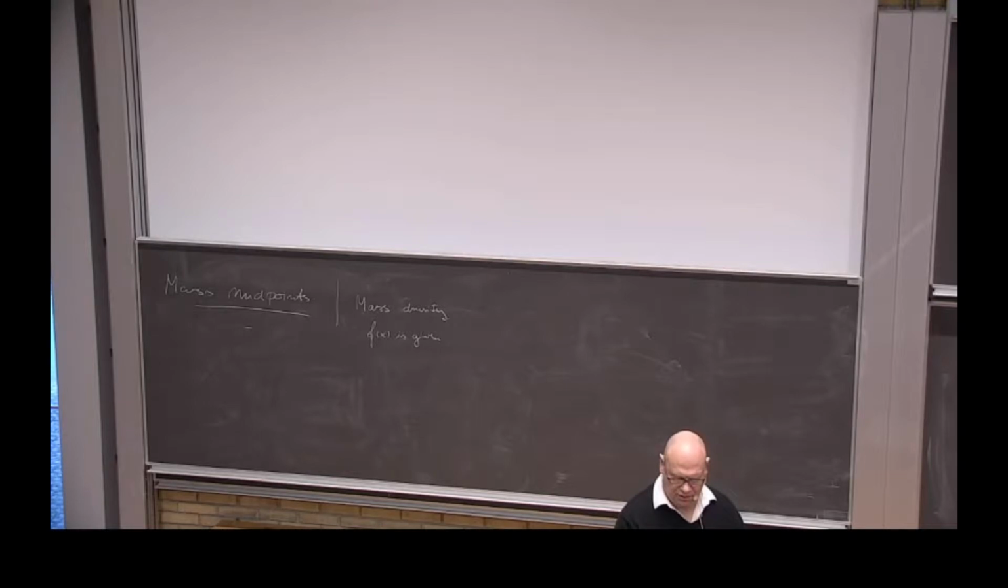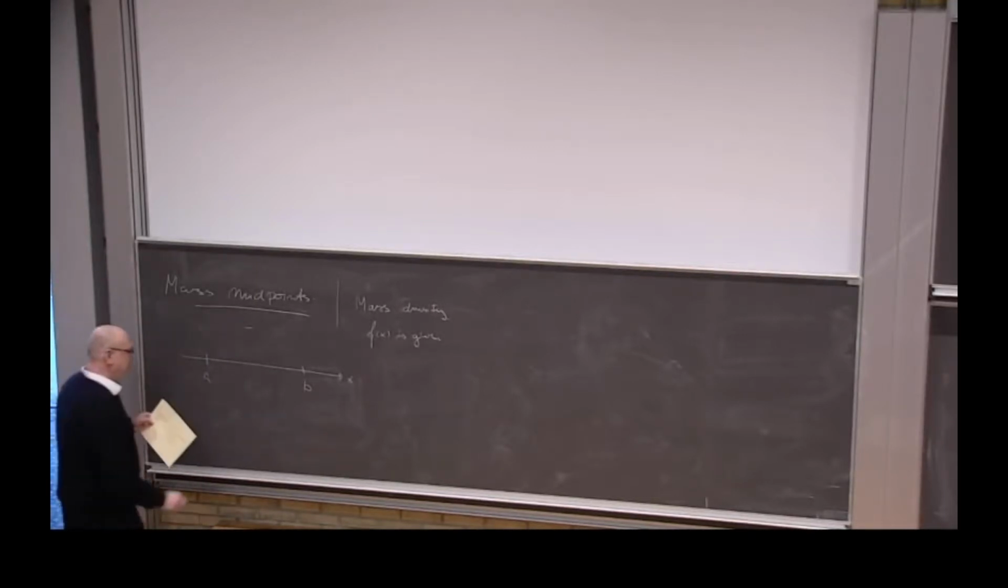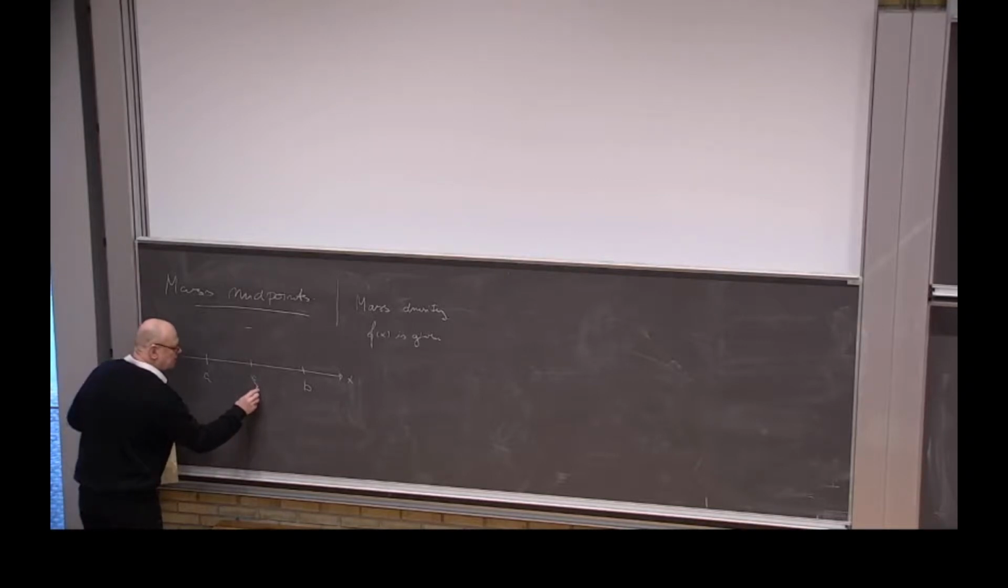So it will be something like this, because you see the mass varies along this line here. Let's find the mass midpoint. So we put our stick between A and B on the x-axis, and then I say this is the mass midpoint, and I call it C.